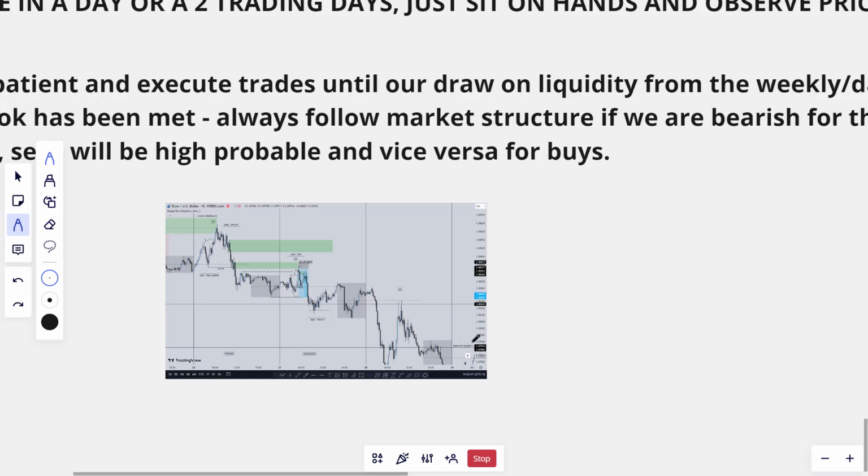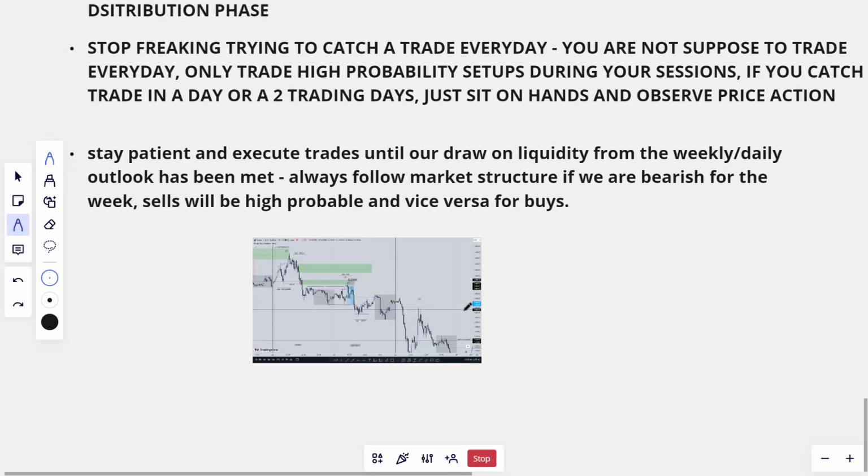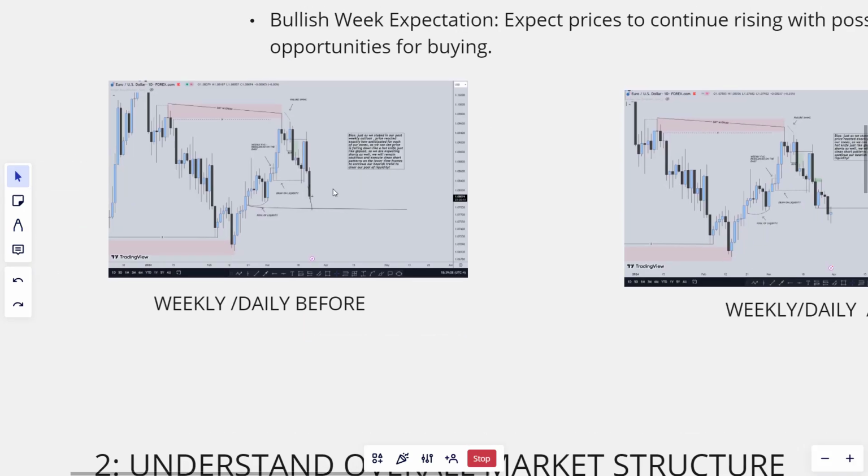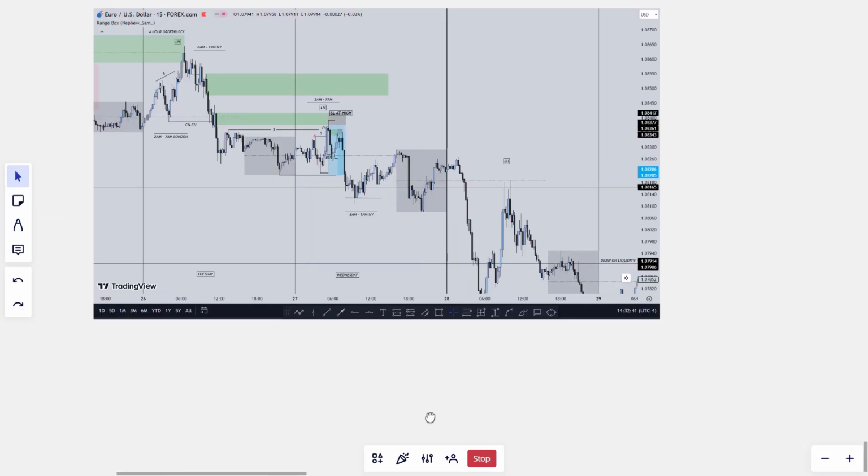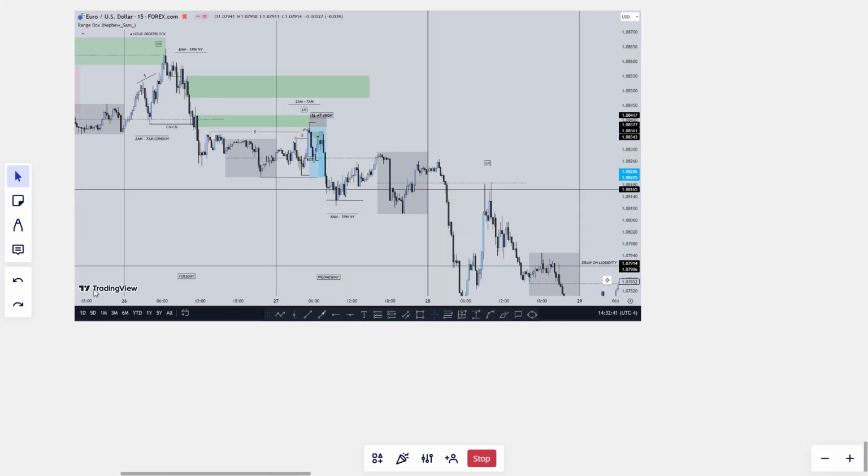We're expecting our draw on liquidity. If you don't understand our draw on liquidity, it was this right here. Let me go all the way back up. This right here was our draw on liquidity. We're expecting these old lows to be taken. I had just extended a line all the way to the right of us. So now we understand that the line right here was our draw on liquidity.